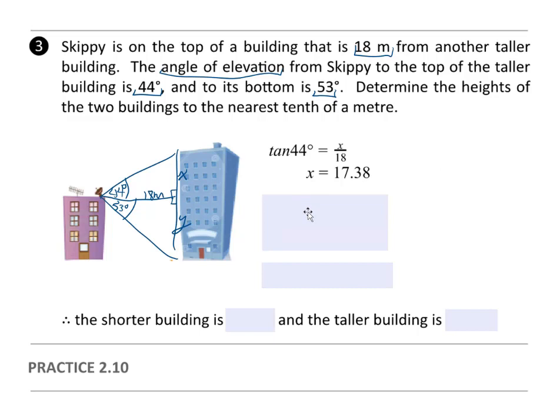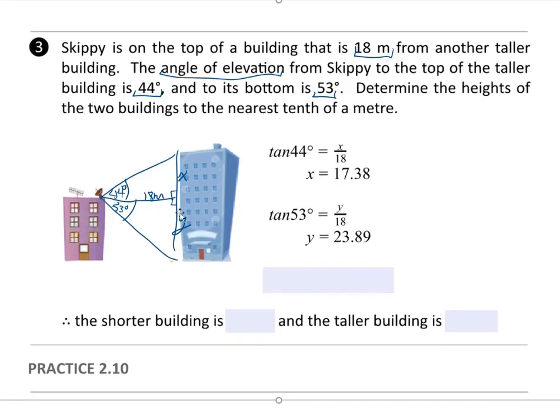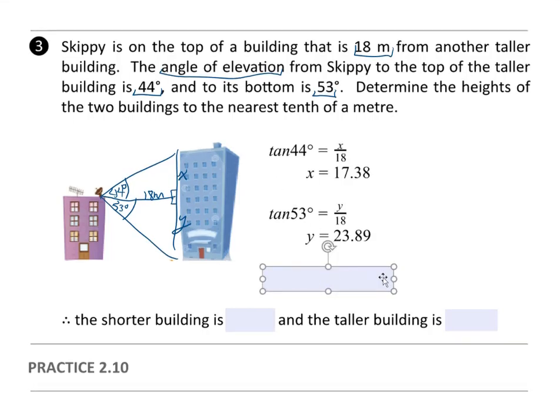All right, same strategy for the next triangle. You have tan of 53 is equal to y over 18. Oops, went a little too far. So then you put that over 1, cross multiply, and you solve for y. So now you know the height of y. So you know y and x separately, and now we can add the two together to get the height of the taller building. So the height of the taller building is 41.27.